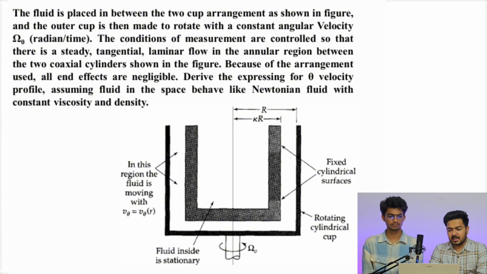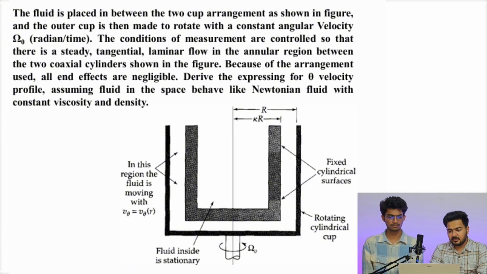The tangential and laminar flow is in the annular region. It is also given that there is laminar flow in the region. Because of the arrangement used, all end effects are negligible. It is also given that the end effects are negligible. So we will understand what are end effects and we will go into its detail.